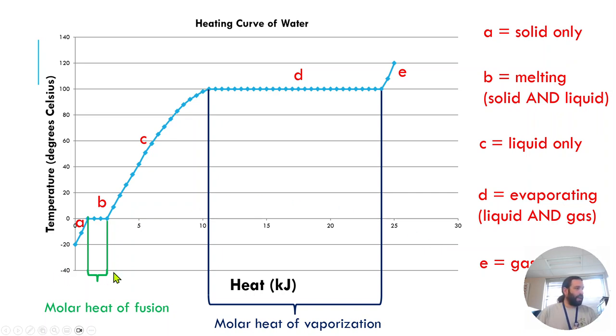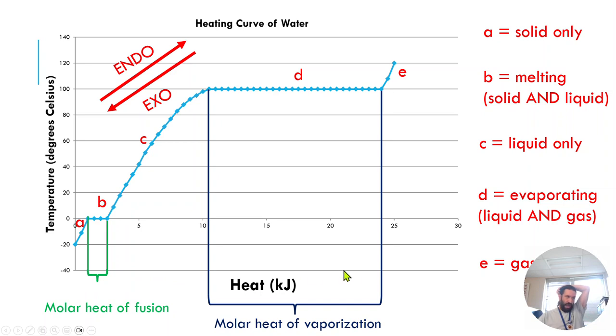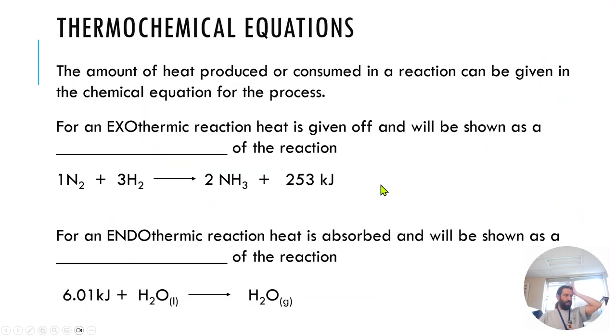Now, going left to right, we're adding heat. So in this direction, melting and evaporating are endothermic. Going right to left, consider it a cooling curve. Going in that direction is condensing and freezing, which are both exothermic. Think about it this way. In this direction, we're adding heat, and adding heat is endo. In this direction, we're removing heat, which is exo.